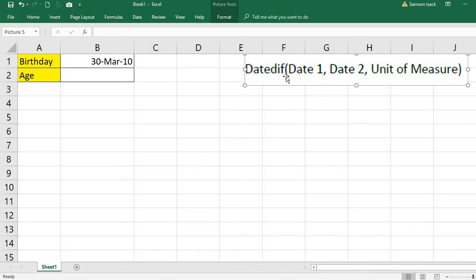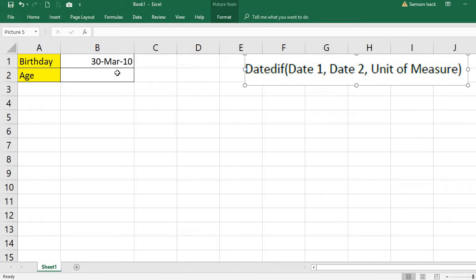The DATEDIF function has three arguments. The first two are dates, and it is going to give you the difference between these two dates. The third one is the unit of measure. If you put the unit of measure as years, then it will give you the difference between these two dates in years. If you put months, then it will give you only the months.